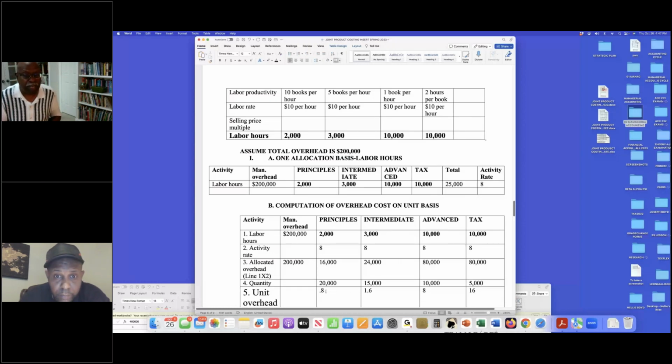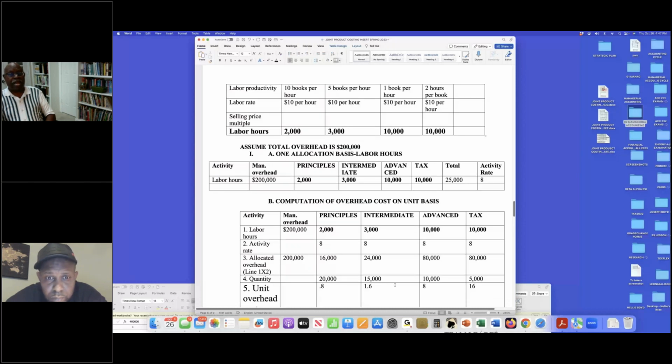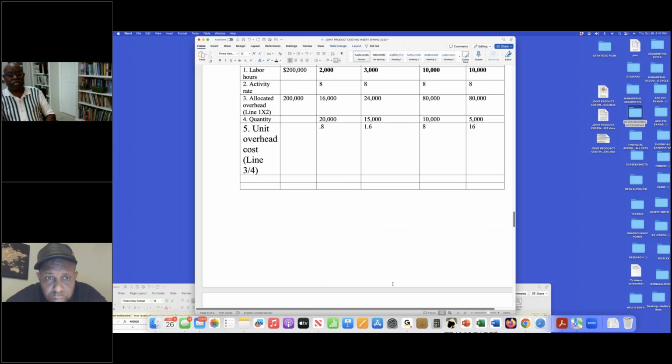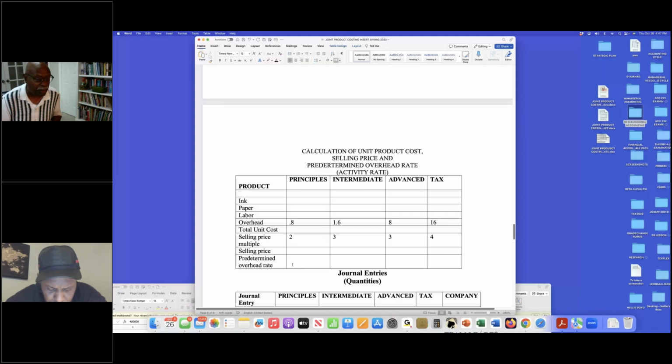Okay. And each book is doing that. Remember, you had a book, you divide the overhead by the quantity. That's what's happening here. Everybody divided overhead by quantity. You got the unit overhead rate. Now, what everybody's supposed to be doing, we got the overhead, we got the selling price multiple, calculate total unit cost, selling price, and POR, by filling in, as you did on your midterm, ink, paper, and labor.